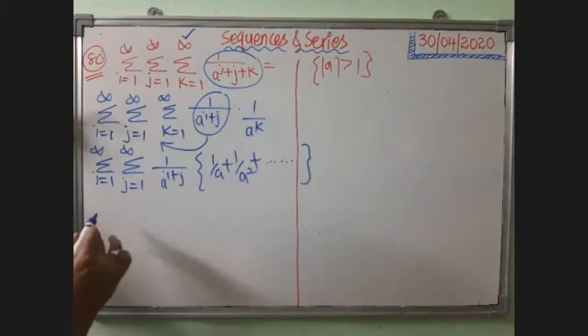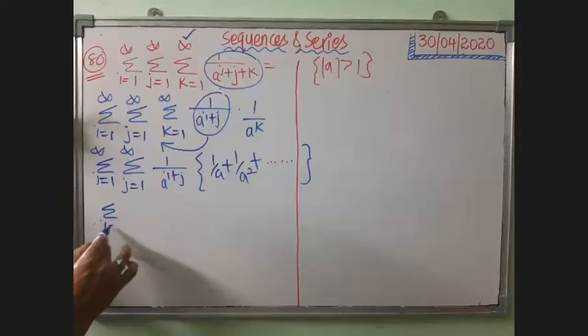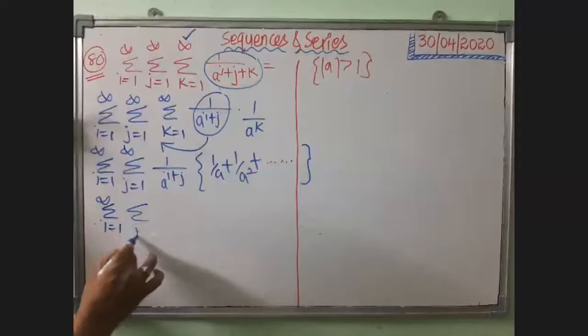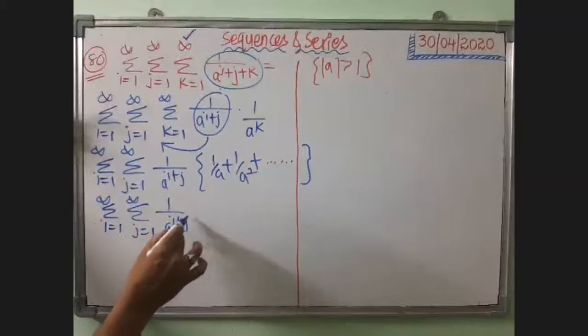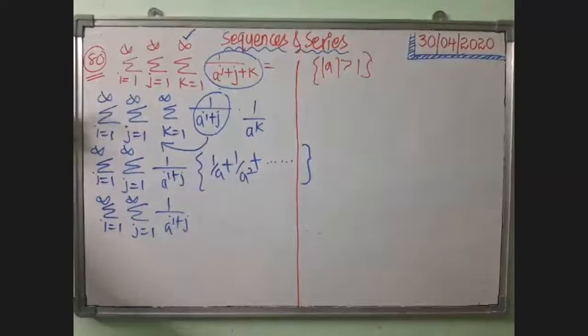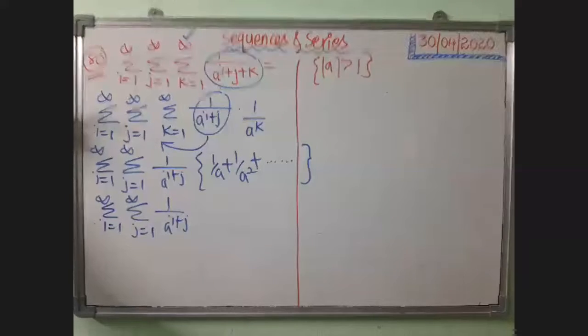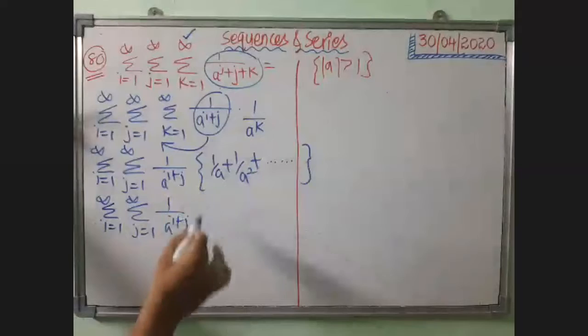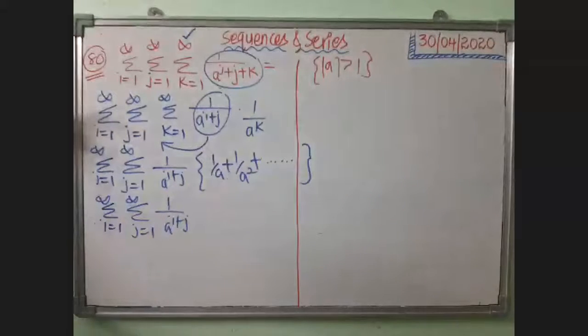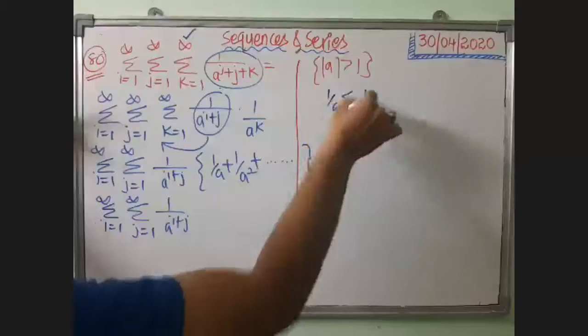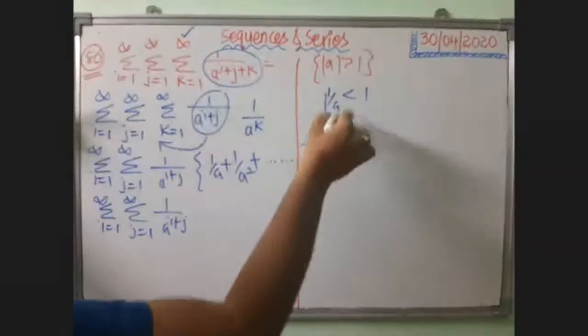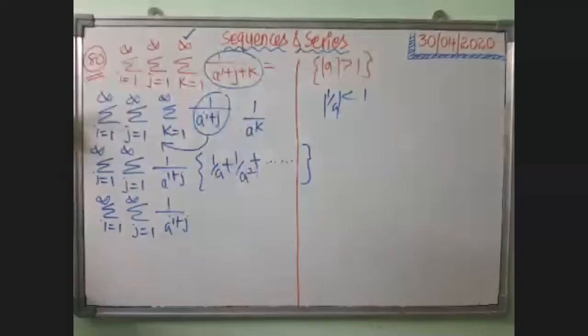Okay. So what will happen is, this is sigma i equal to 1 to infinity, sigma j equal to 1 to infinity, 1 by a power of i plus j, into, this becomes the sum to infinite terms of a GP, right? Since the mod a value is greater than 1, 1 by mod a will become less than 1. Since 1 by mod a is becoming less than 1, only then can you use the sum to infinite terms of GP formula as a by 1 minus r.